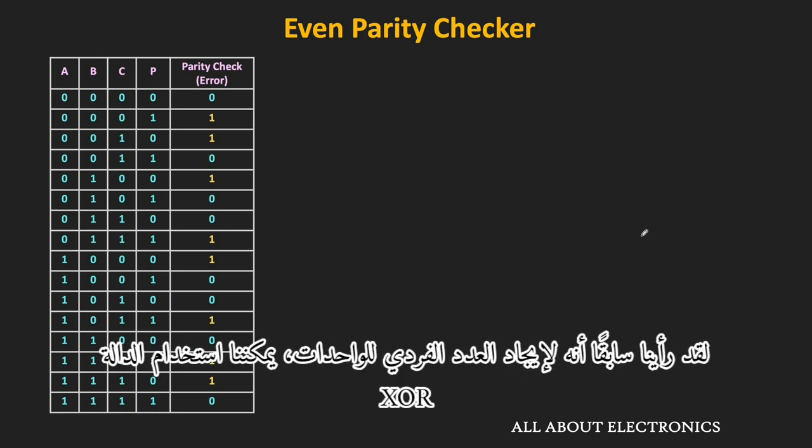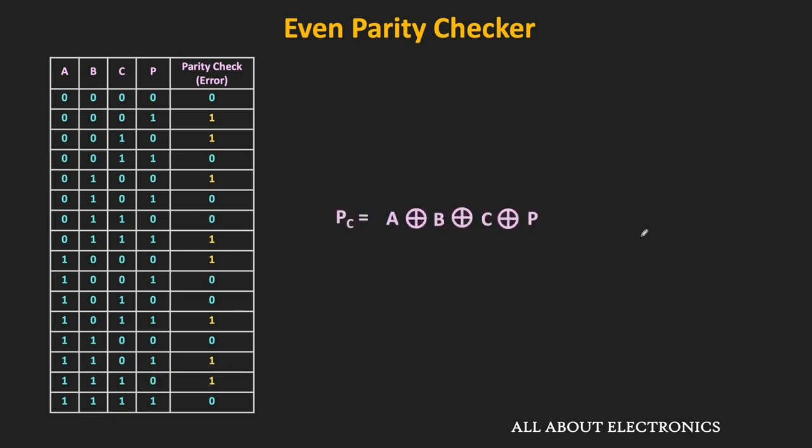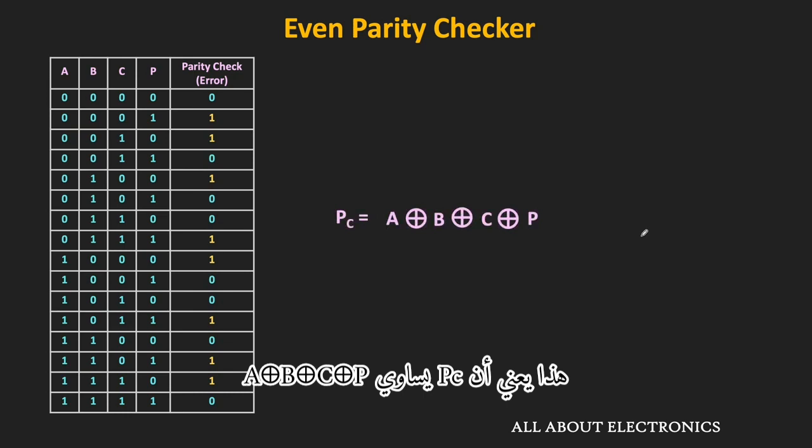Earlier we have seen that to find the odd number of ones, we can use the XOR function. So similarly in this case, the output of the parity checker circuit can be defined with the help of the XOR function. That means this PC is equal to A XOR B XOR C XOR P.